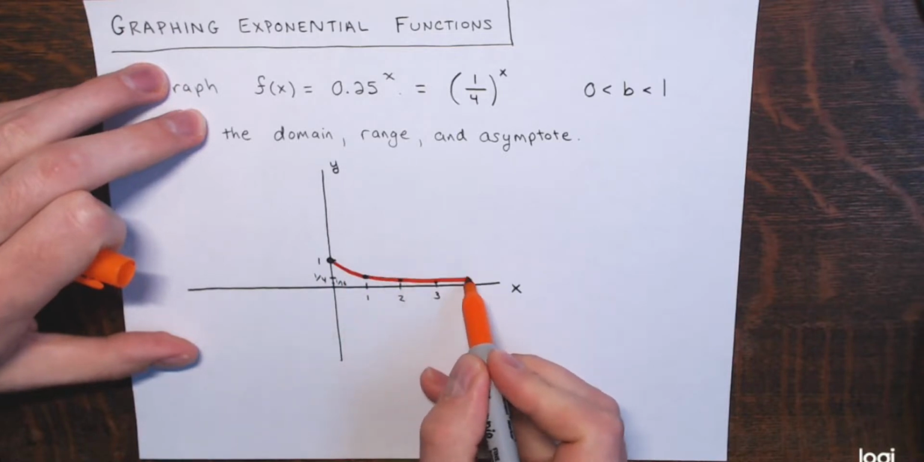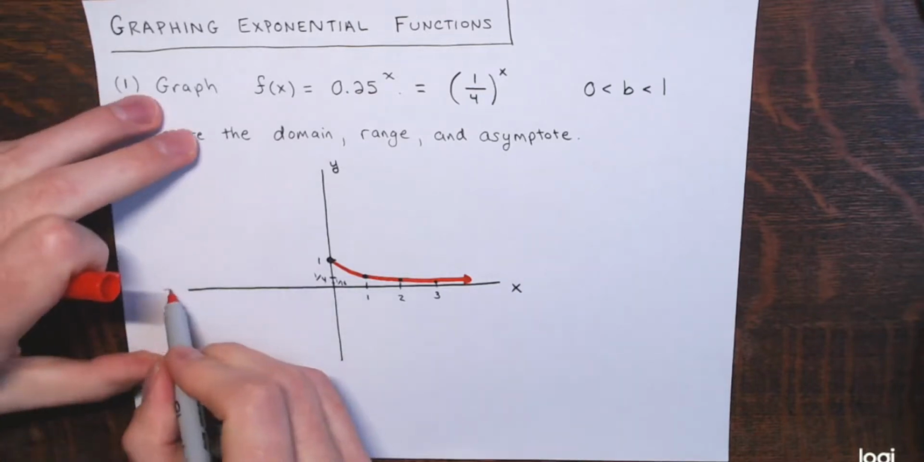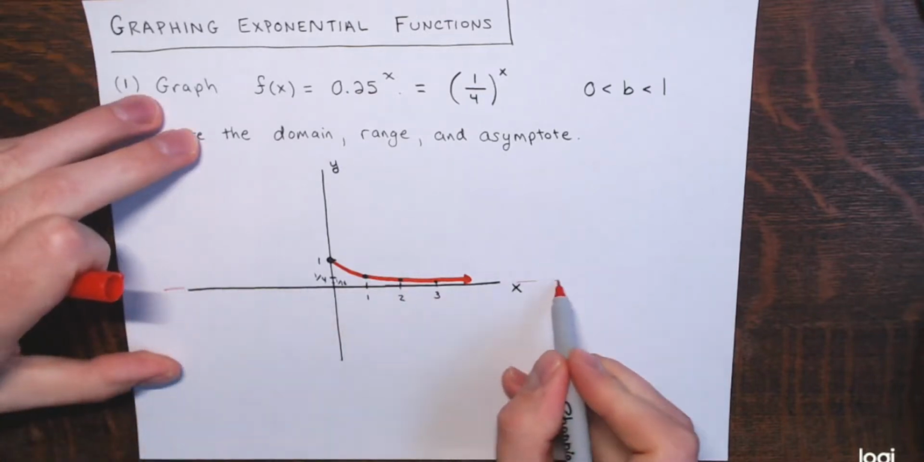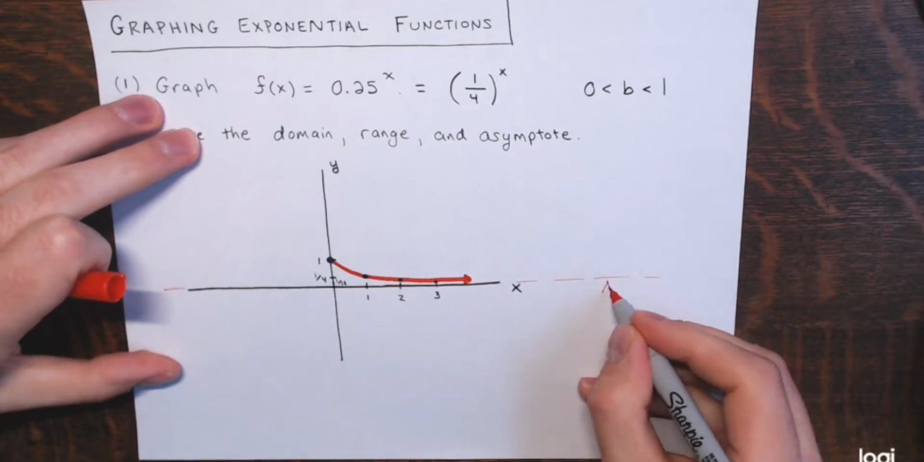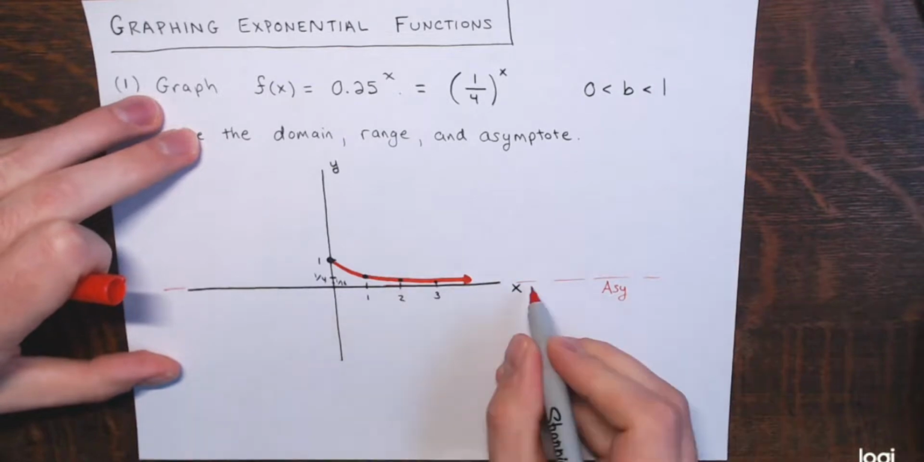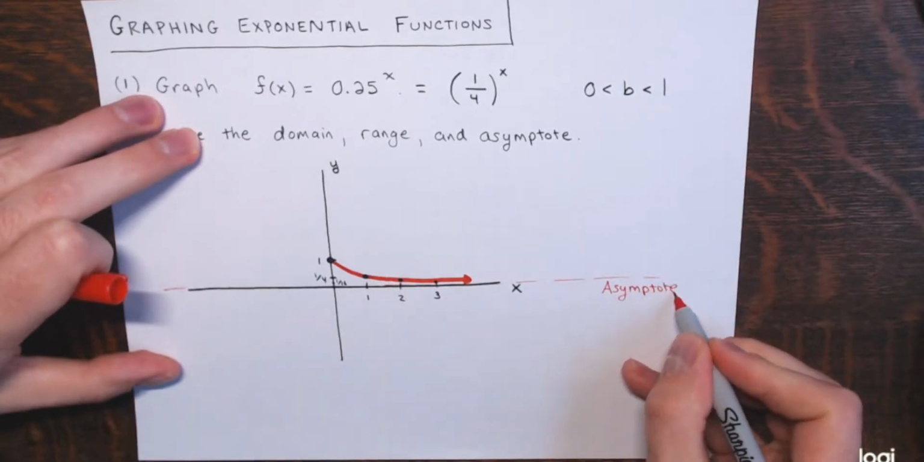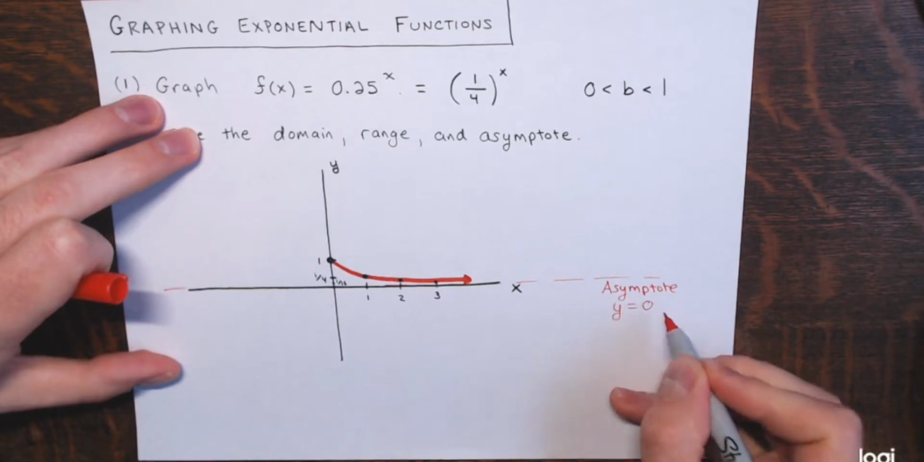Right, so that's why they say this has a horizontal asymptote of the x-axis. The graph approaches this horizontal line, in this case, as you move to the right. As x goes to infinity, the function approaches y equals 0. All right.